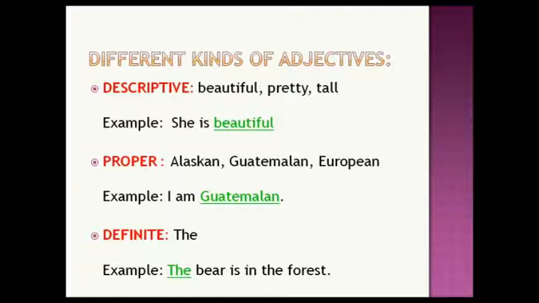So I tell you another example. For example, I am short, you are tall, my mother is pretty. Examples like this. So we have to continue with the next part.